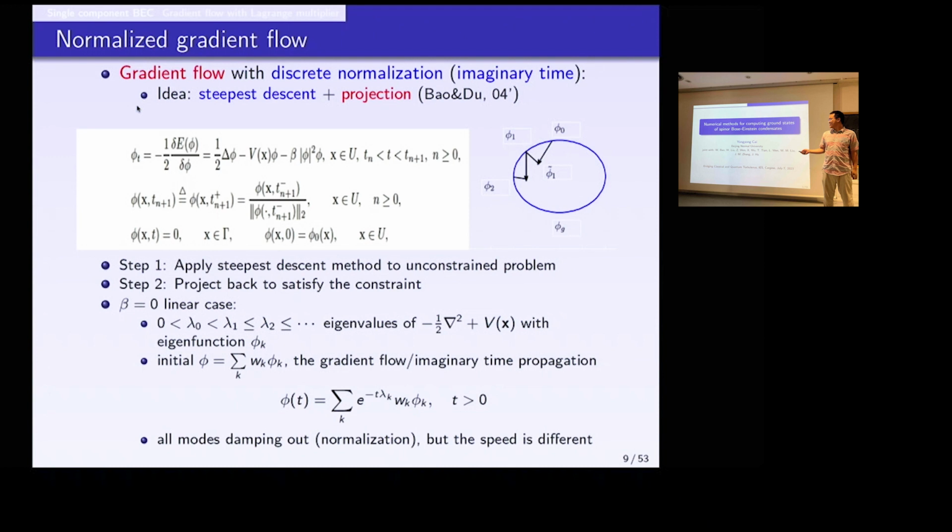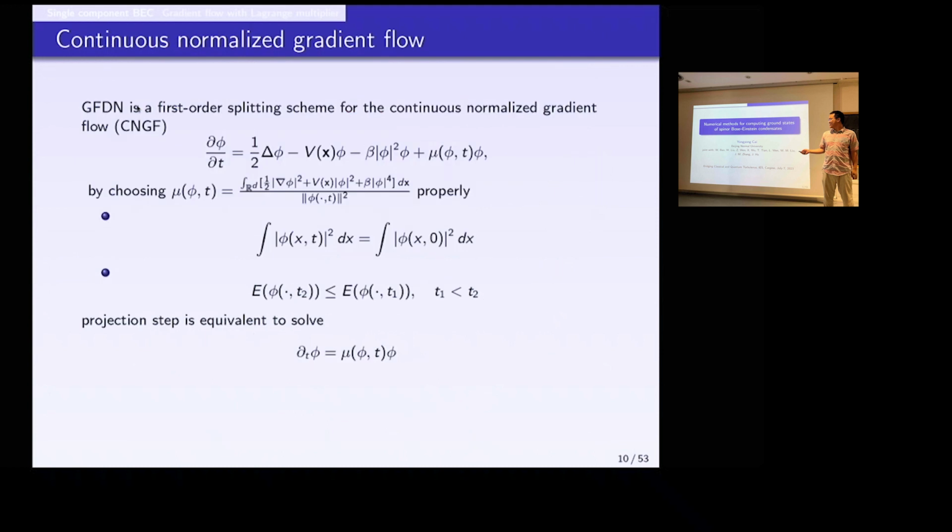Okay, for the nonlinear case, there's no analysis about the convergence, because the paper only deals with the linear case, but in practice this algorithm performs well. And this one can be viewed as a first order splitting method for describing this continuous normalized gradient flow. In mathematics, if you want to minimize some energy functional, one way is to use the gradient flow, and if you have a constraint, then you add some Lagrange multipliers there to enforce the solution remains on the constraint manifold.